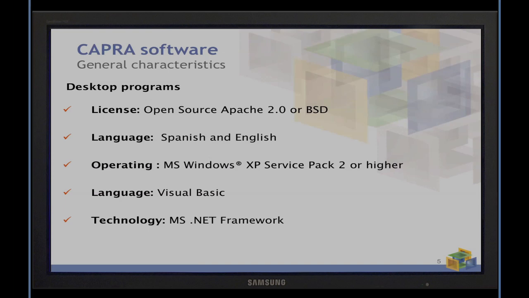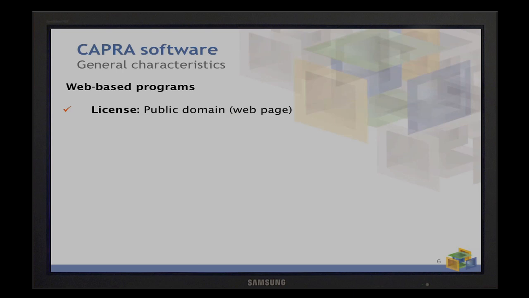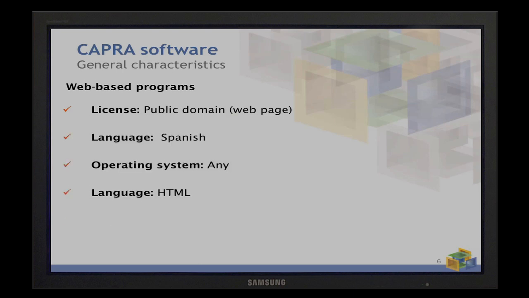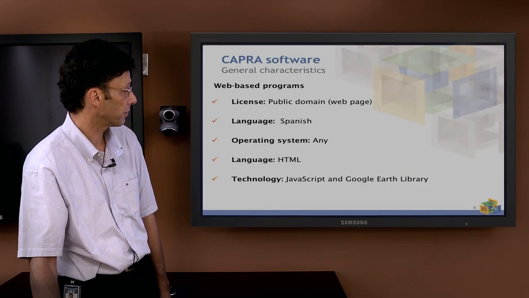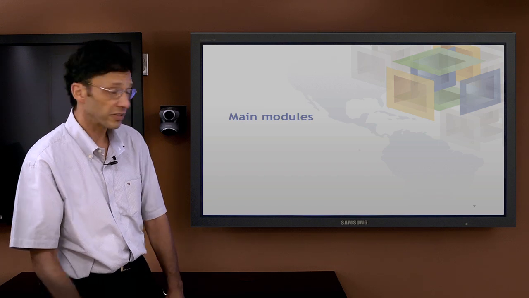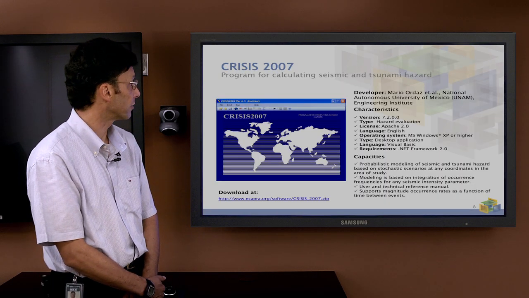All web-based programs are also public domain. They are available mainly in Spanish. They may be used with any operating system chosen by the user. All are written in HTML and use mainly JavaScript and Google Earth technology. The main modules are summarized below.